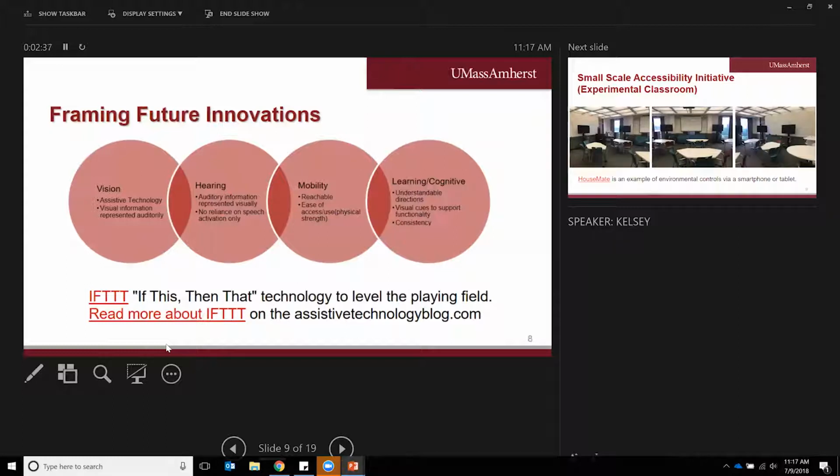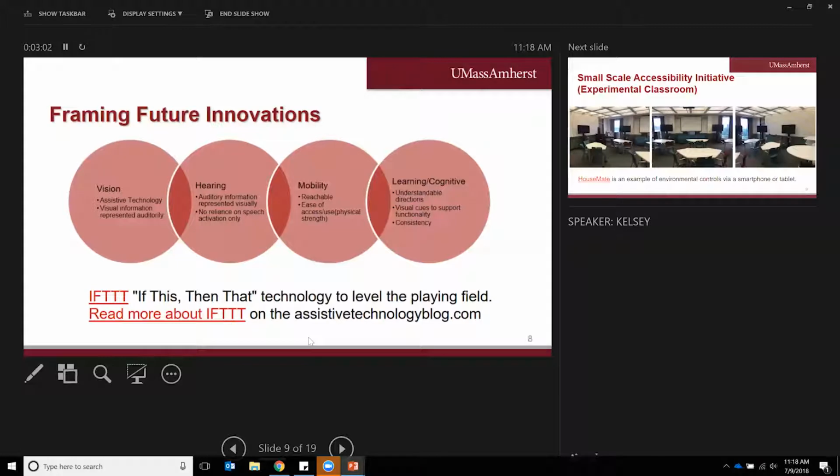So one thing that we started talking about in terms of innovations was if this, then that, IFTTT. So it's a really neat concept. We're not going to click that link because I'm scared to click anything. But you can read more about IFTTT. And you all have access to these presentations for all of today. So please do go in there and learn more about if this, then that, because it allows you to set up systems and set up controls so that if you do something, it will respond in such a way.